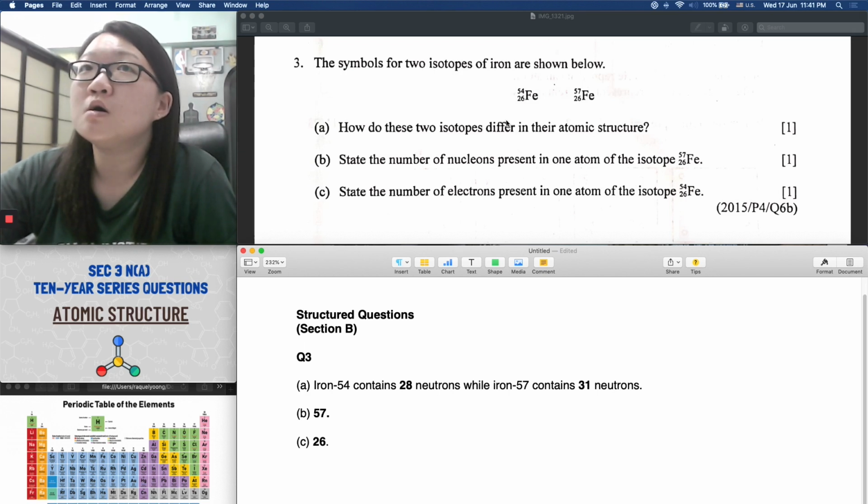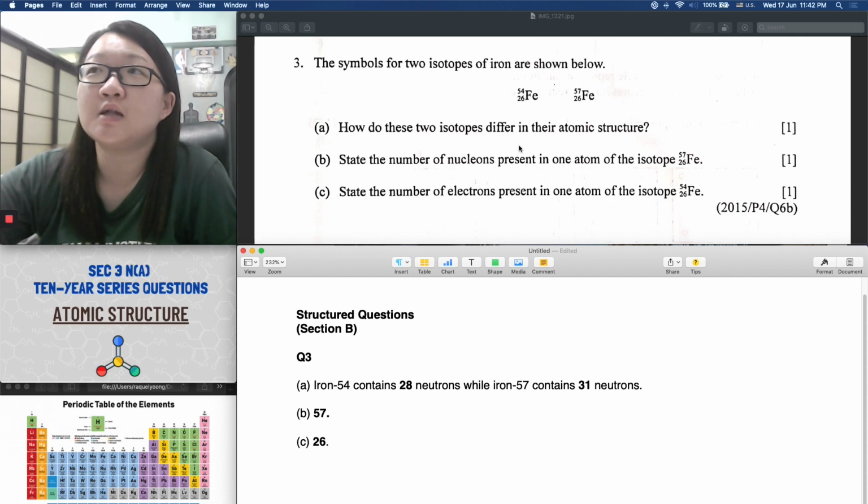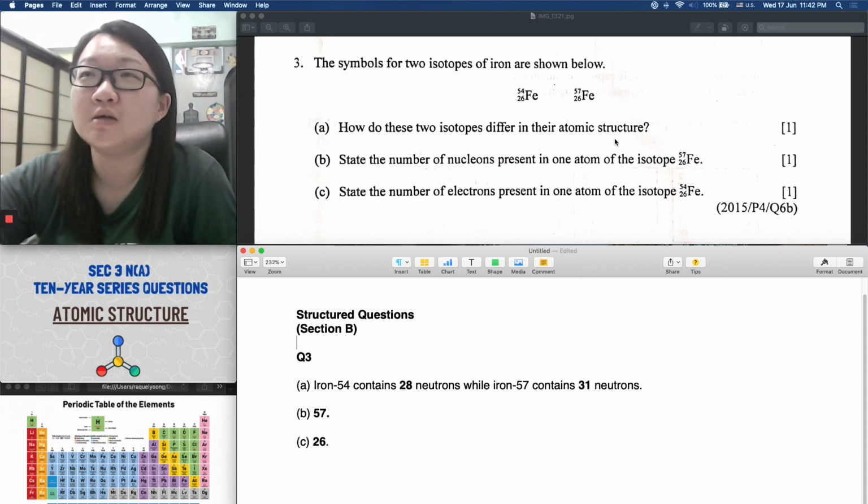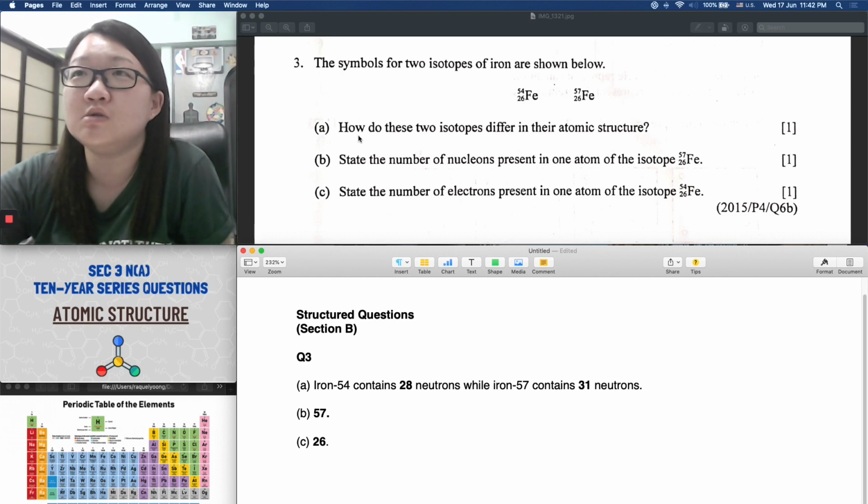In terms of exam techniques, an exam tip that I can share with you is that for this kind of question, they give you specific values, specific data. So in your answer, you definitely cannot just say that the 2 isotopes differ in their number of neutrons. That will be too vague an answer. They ask you how do they differ, so you need to quote some values and be a lot more specific.